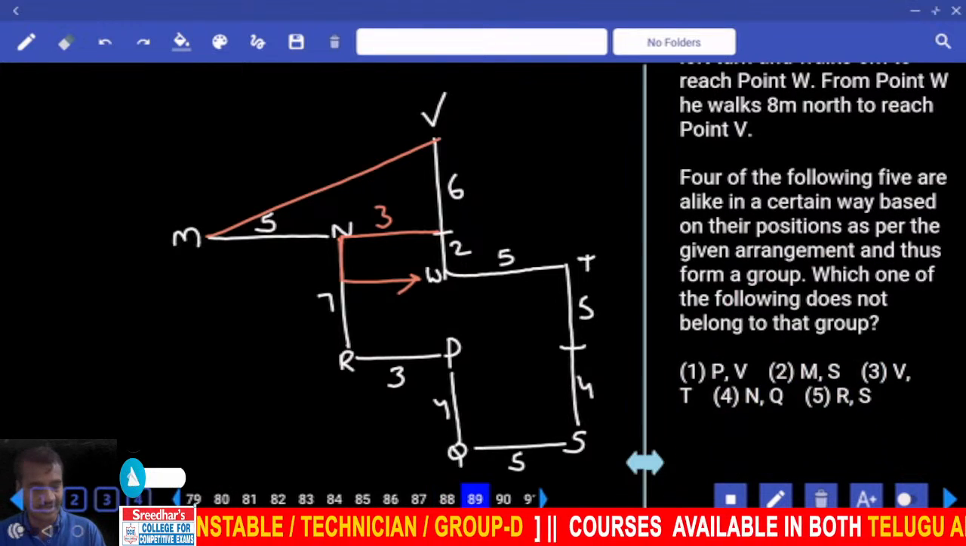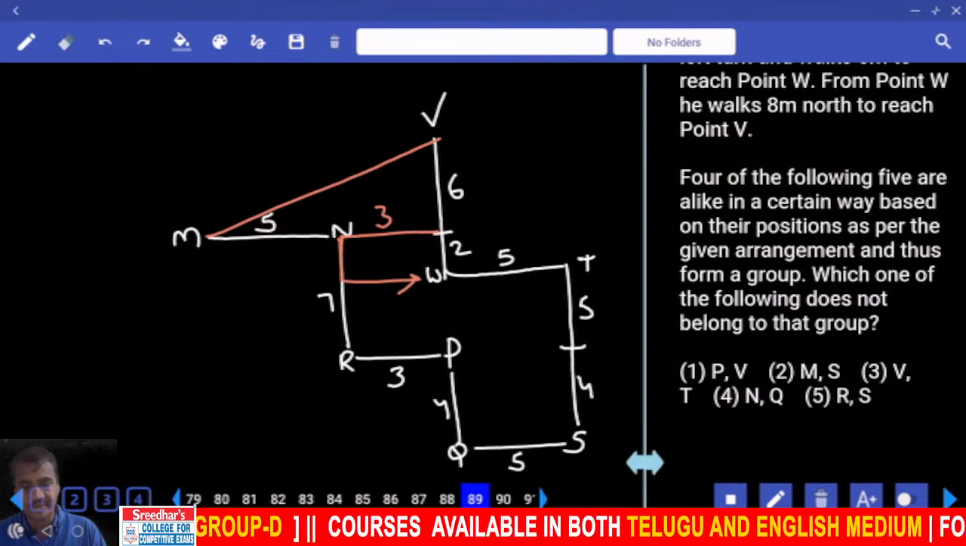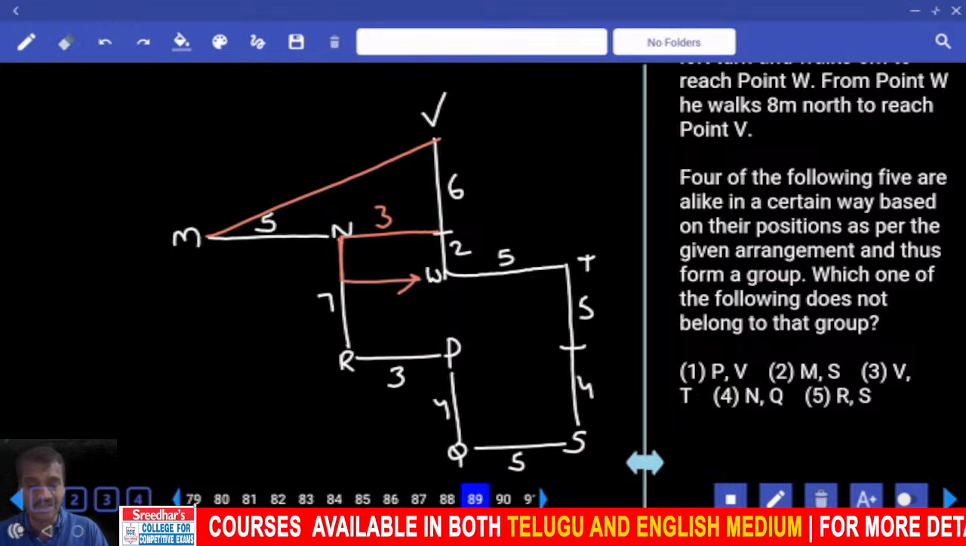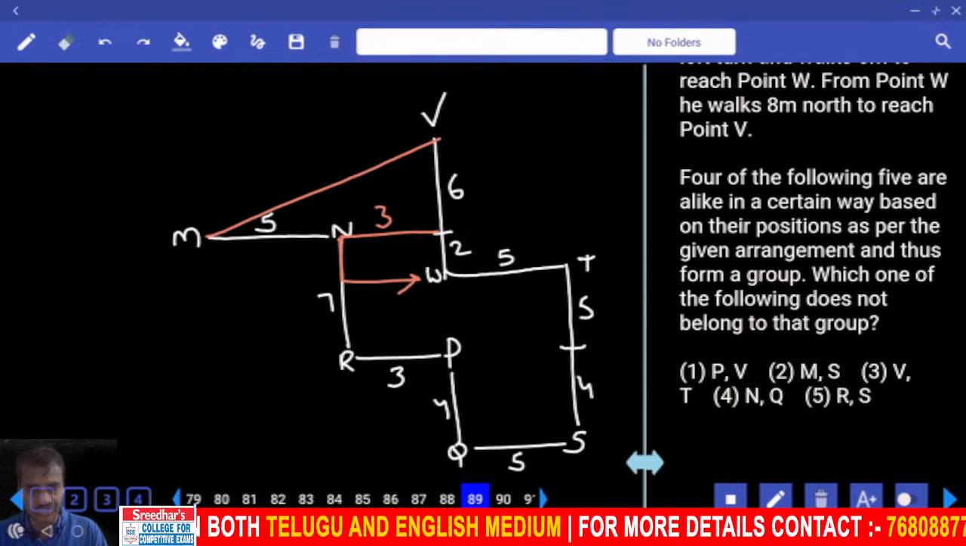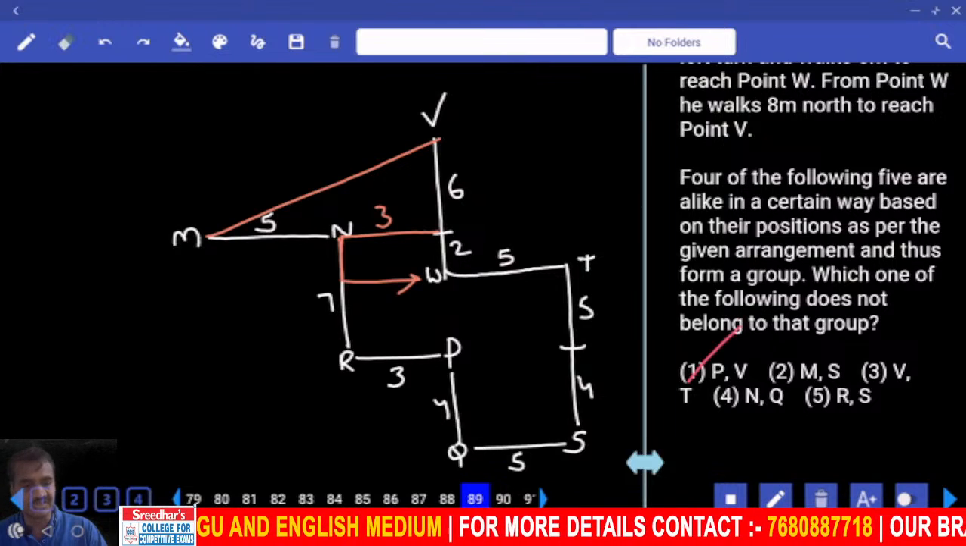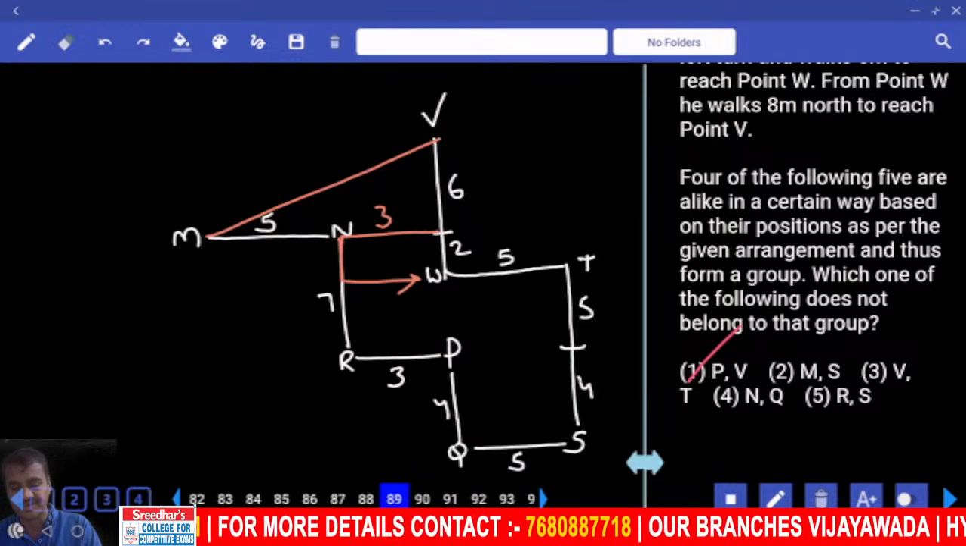Then 89, odd one out. P and V. Now P is south of V, M and S. Now M is to the northwest of S, V and T, and V is to the northwest of T. Then what is your answer here? Choice 1 is the answer. They were in a vertical straight line, 89.